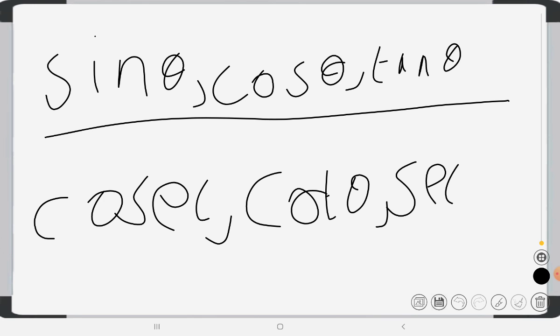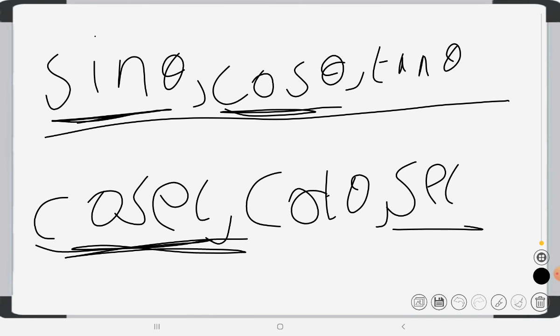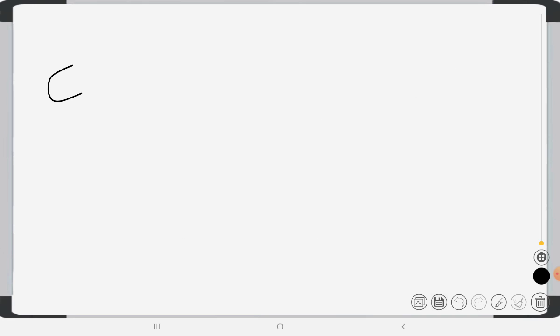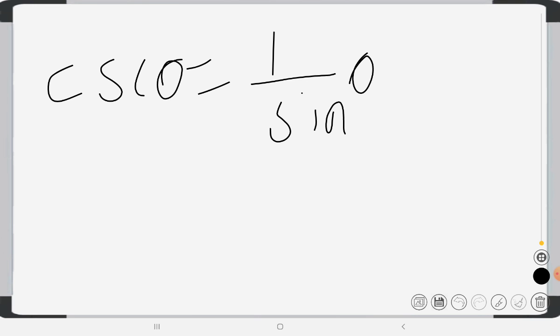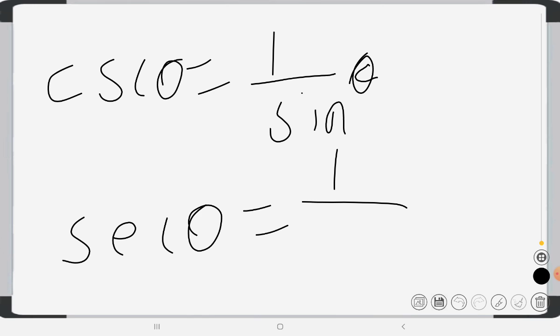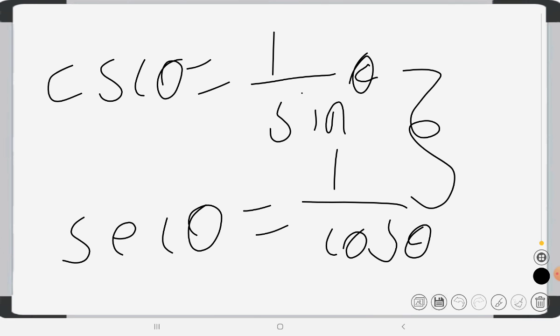Now you remember that sine is the reciprocal of cosec, and cos is the reciprocal of sec, and tan is the reciprocal of cot. So cosec theta is equal to 1 by sin theta, and sec theta is 1 by cos theta. I think you understood both of these. Nothing more is there in this. Cosecant theta is the reciprocal of sin theta and sec theta is the reverse of cos theta.